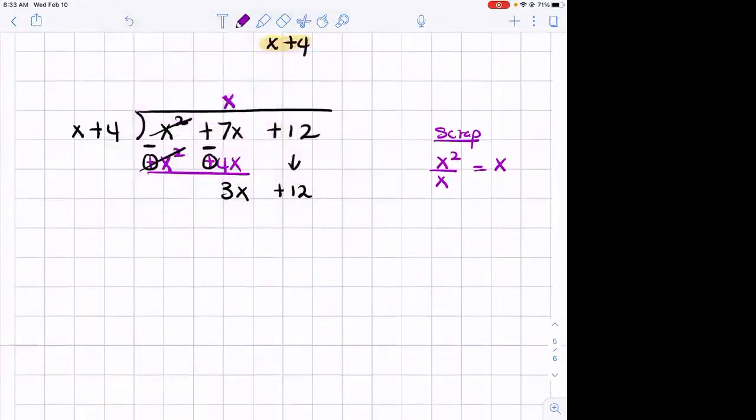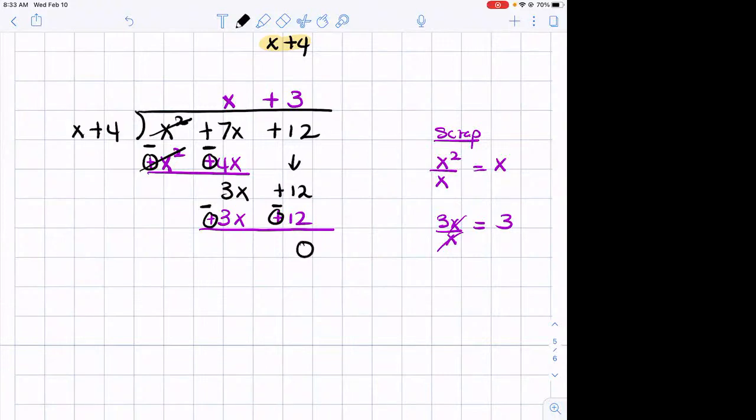Scrap work, 3x divided by x, and that leaves me with 3. The x's will cancel. So I write plus 3 in the top. And then I distribute again, 3 times the x, 3 times the 4. By doing this, 3 times x I have 3x positive, and 3 times 4 I have positive 12. Don't forget, you have to change those signs to the opposite. So positive 12 minus 12 is 0. My plus 3x and minus 3x is cancelled. And there's nothing else over here to bring down, so that's the end of my problem.